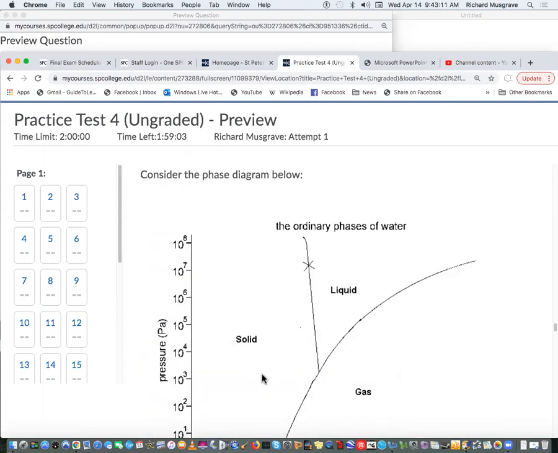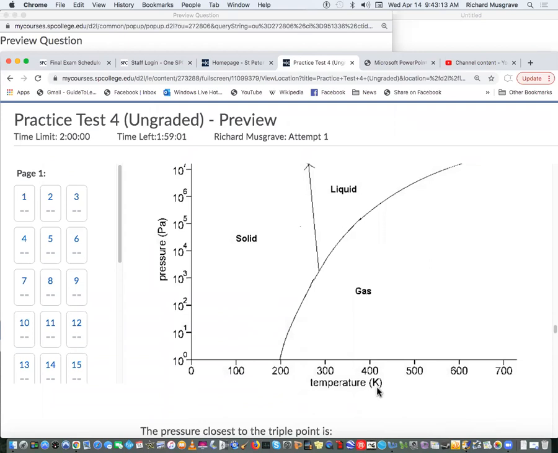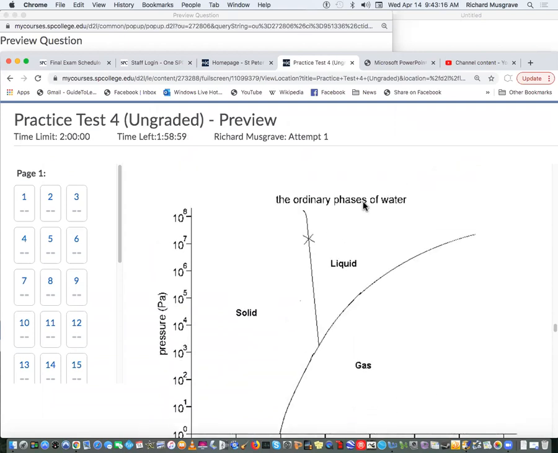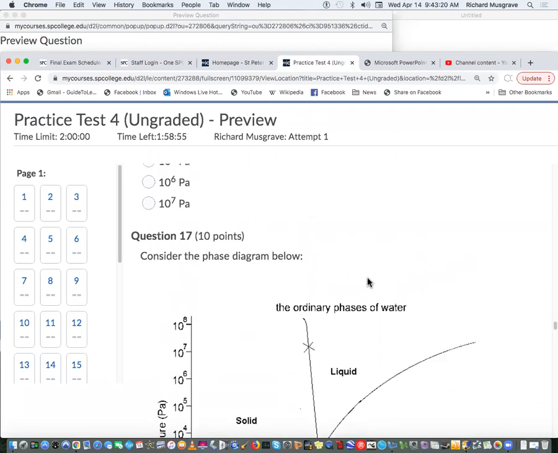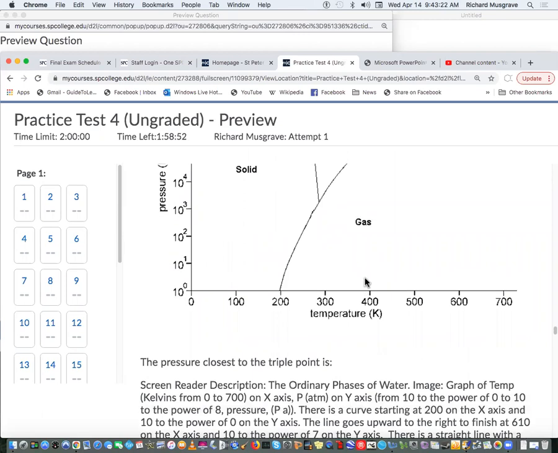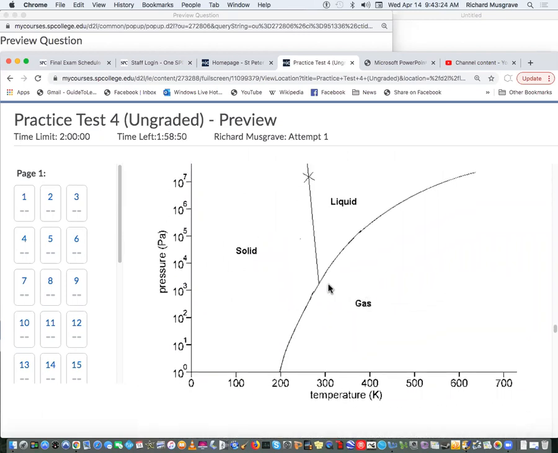All right, consider the phase diagram below. There's your temperature there. So this is for water. And it says the pressure closest to the triple point. So the triple point is here, and the pressure closest to it would be 10 to the 3 pascals.